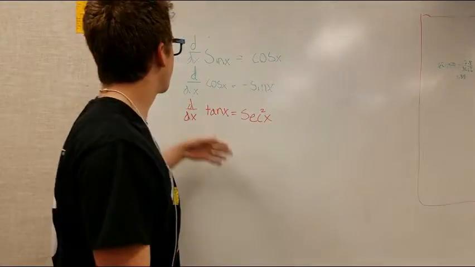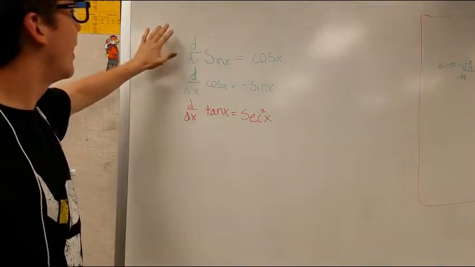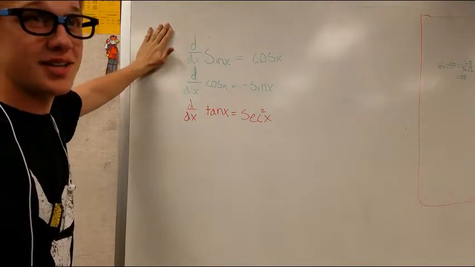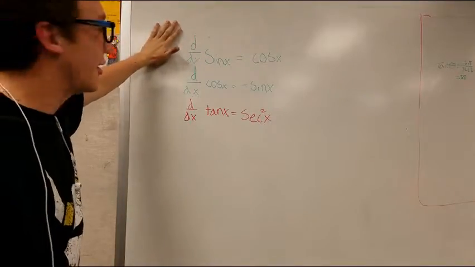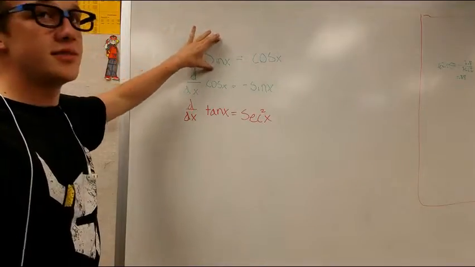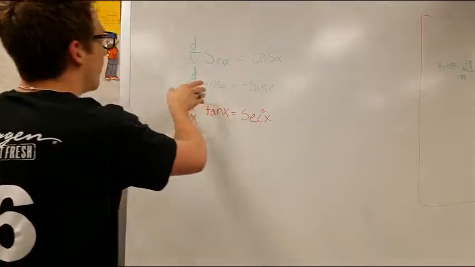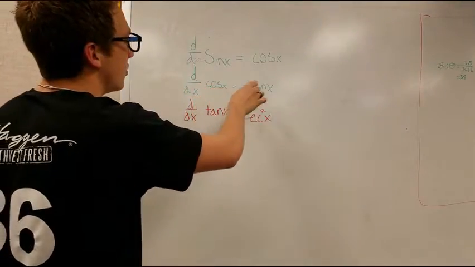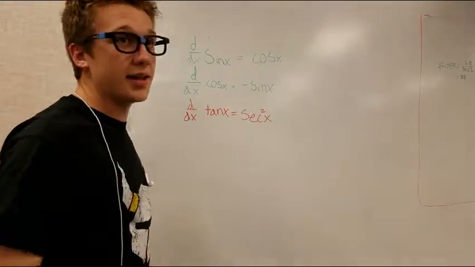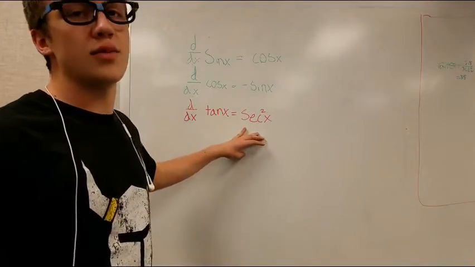Trigonometric functions. So the first thing you have to remember, you have to have these memorized throughout the chapters. It'll help you a lot. So you have to know the derivative of sine off the top of your head will be cosine. And then the opposite, cosine, will be negative sine. And then the derivative of tangent will be secant squared.